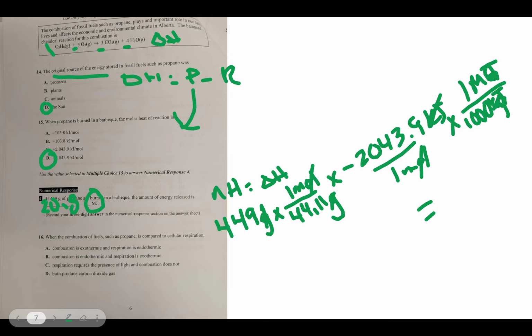Now, number 16 is a theory question showing that we know the difference between combustion and cellular respiration. So A looks like it's going to be true because combustion is exothermic and respiration is endothermic. So not just looks like, this is your answer, but just going through the rest, we see why B is wrong because it says respiration is exothermic. C is saying respiration requires the presence of light. That would be photosynthesis, so that's not true. And D, both produce carbon dioxide. That's not true. One produces it, one uses it as a reactant.